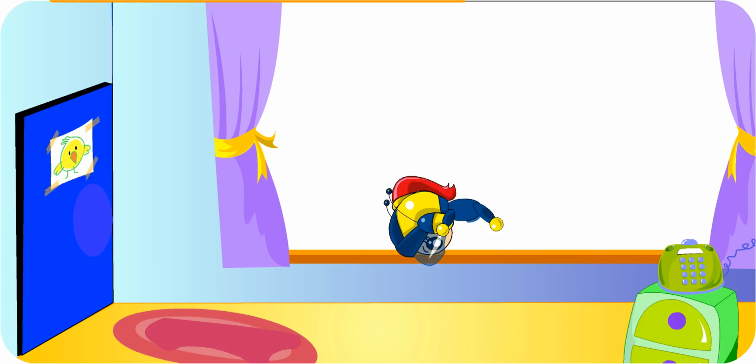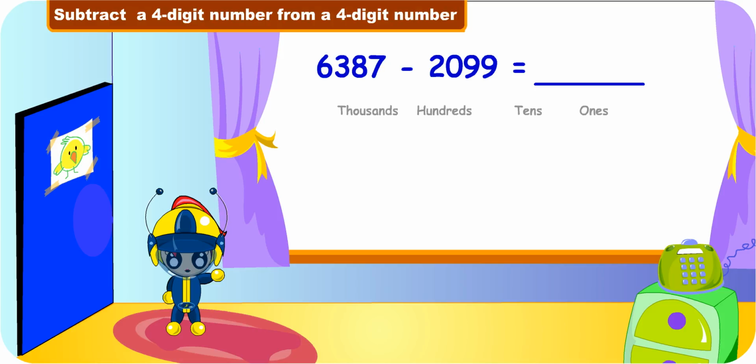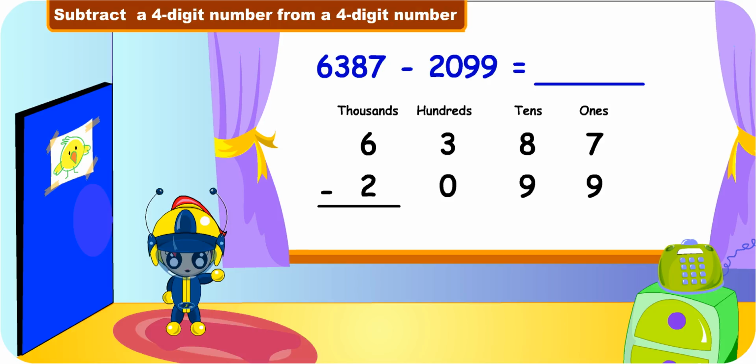Let's look at another question. Find the value of 6,387 minus 2,099. Are you confident of solving it? Let me try. Do it step by step. Okay, first I shall place the digits in the appropriate columns. Can I not write the headings, teacher? Yes, you may. But make sure you align the numbers neatly.